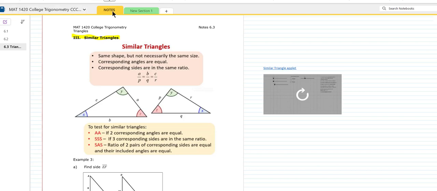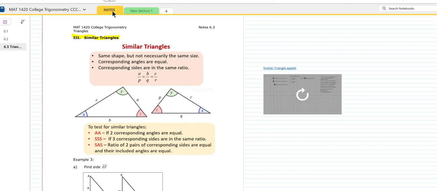Basically, similar triangles have these features. They have the same shape, but not necessarily the same size. The corresponding angles are equal, and the corresponding sides are in the same ratio. Okay, so this is an example. All of these angles are the same, and the sides that correspond to one another would be in the same ratio.